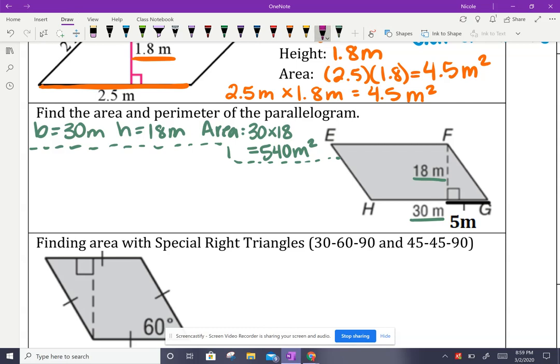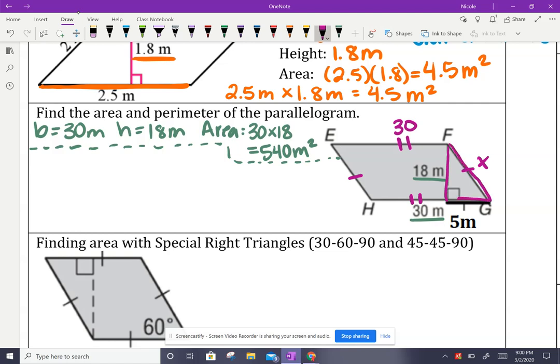So for the perimeter, I'm going to need the side lengths. We know I have a parallelogram. Think about that word, parallelogram. Opposite sides are congruent. So EF and HG are congruent. So this is also 30 at the top. But I am missing these congruent sides. I do not have EH or FG. So I'm going to have to find it. So I'm going to label FG as X.